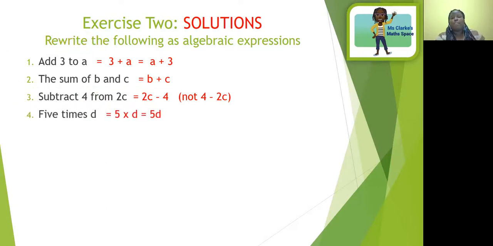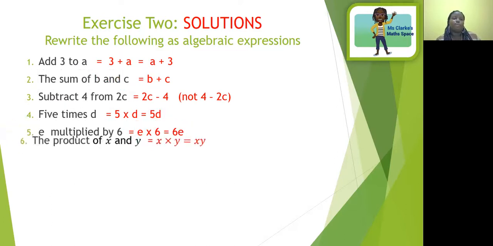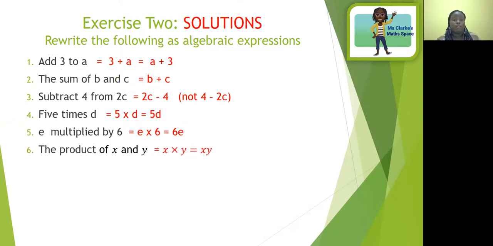Question 4, 5 times D, which is the same as 5D. E multiplied by 6, which is the same as saying 6E. Question 6, the product of X and Y, which is the same as saying XY. Divide 7 by R, which is the same as saying 7 divided by R, which is the same as saying 7 over R.